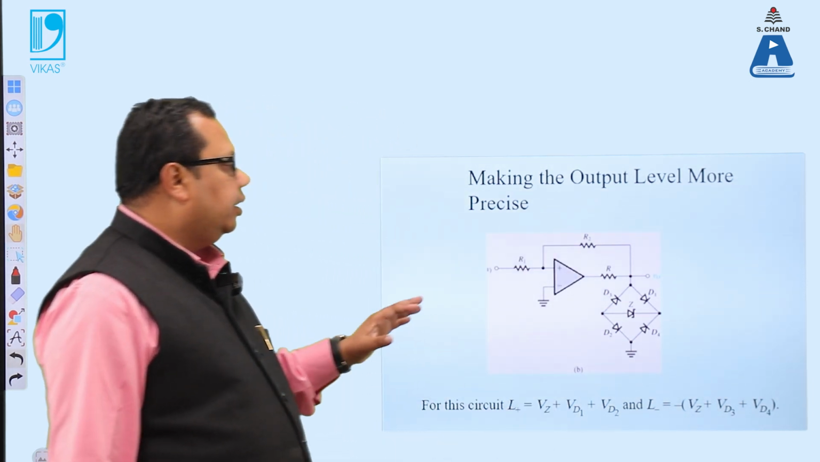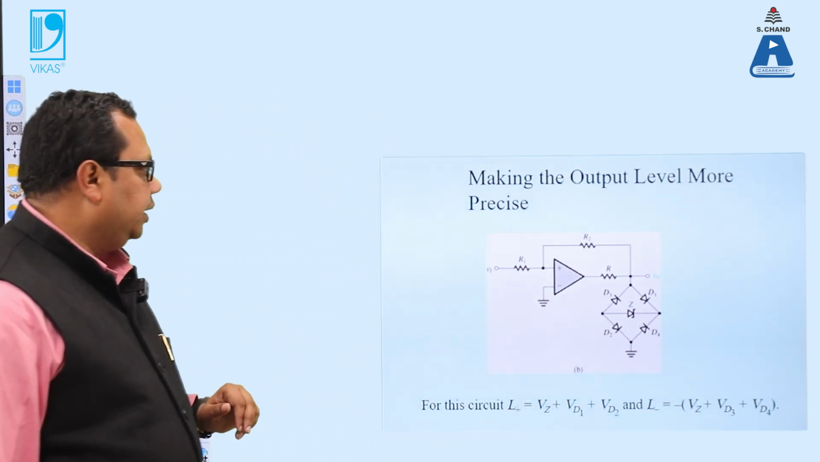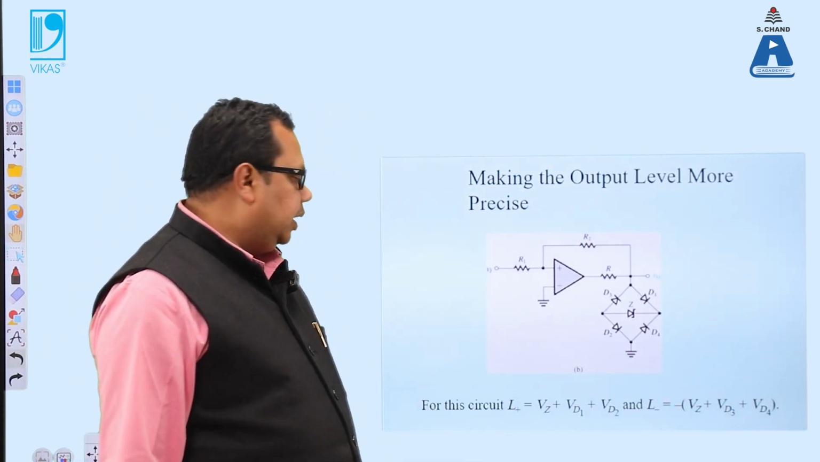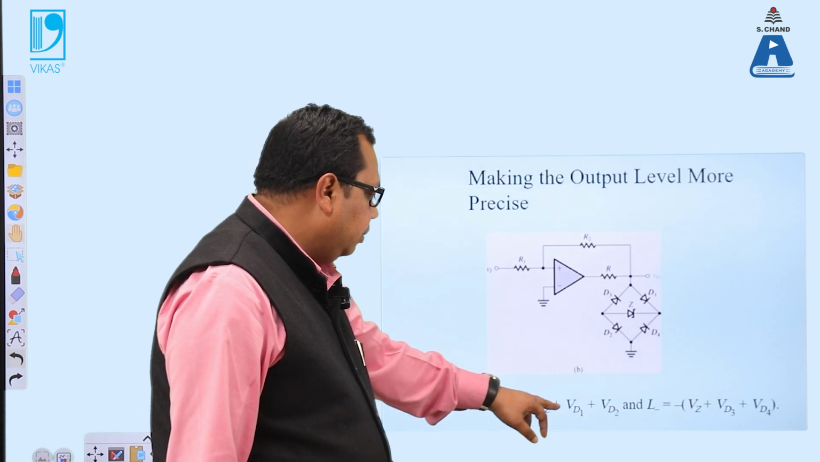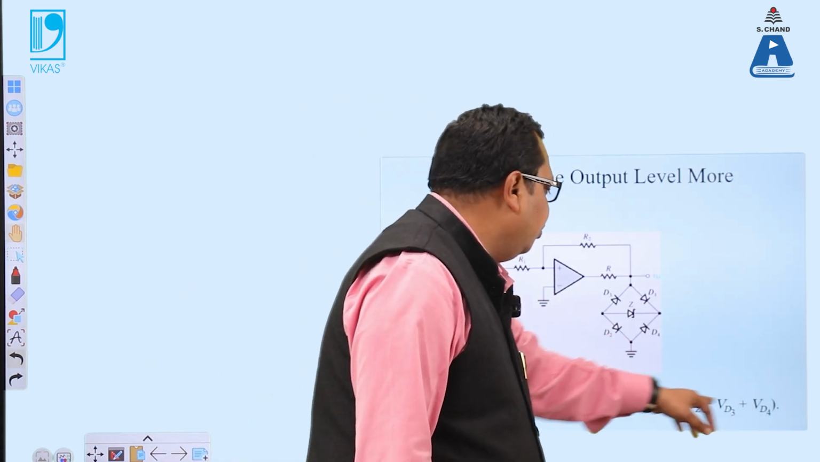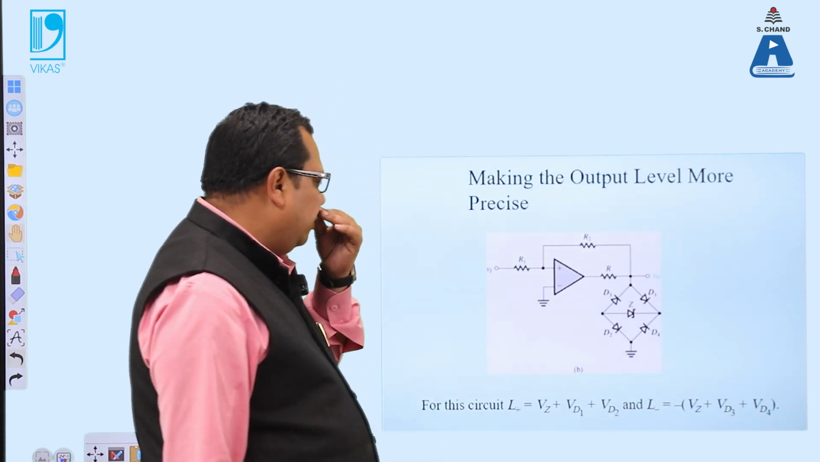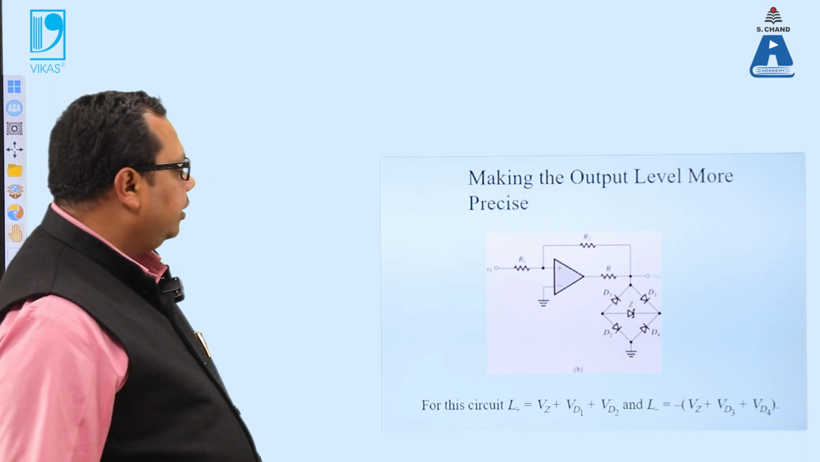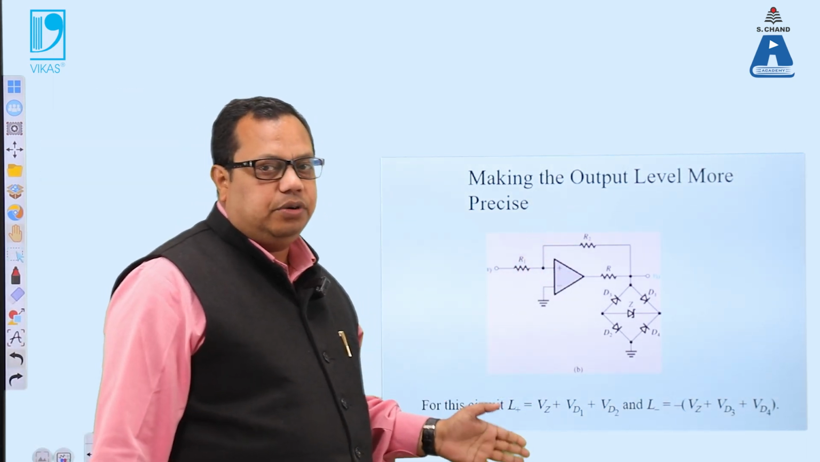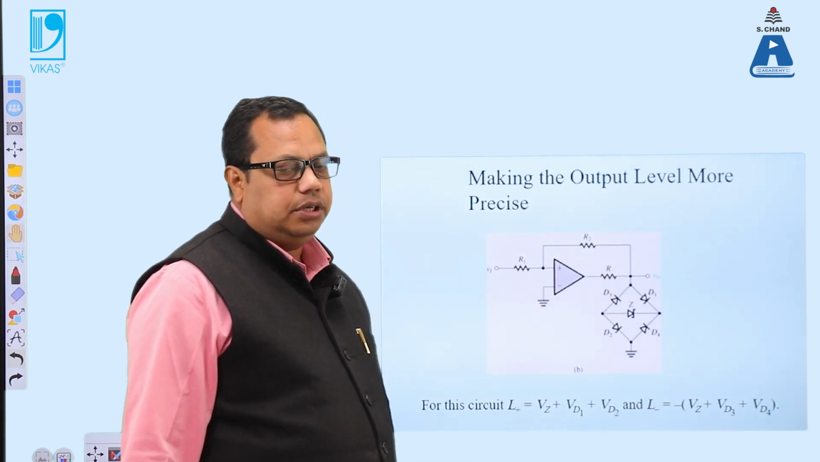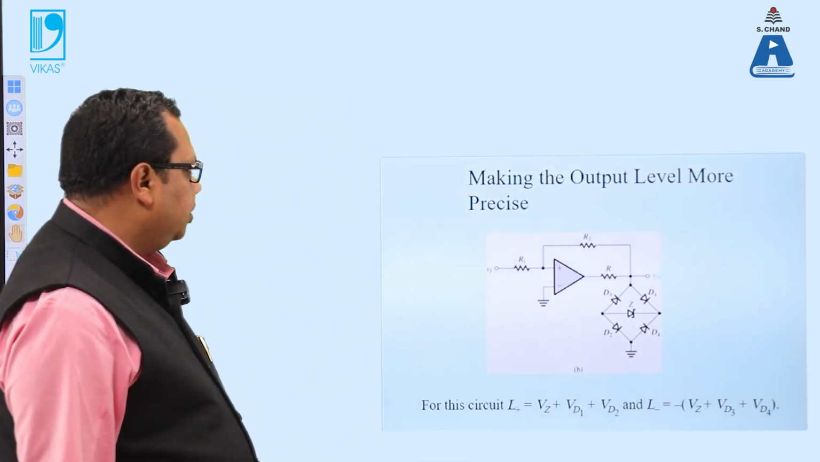So we are making the particular output more precise. For this circuit, for the positive saturation, L positive will be Vg plus Vd1 plus Vd2, and the second one will be Vg plus Vd3 plus Vd4, that will be negative. So here we are using D1, D2, D3, D4, calculating it for the positive saturation as well as for the negative saturation.